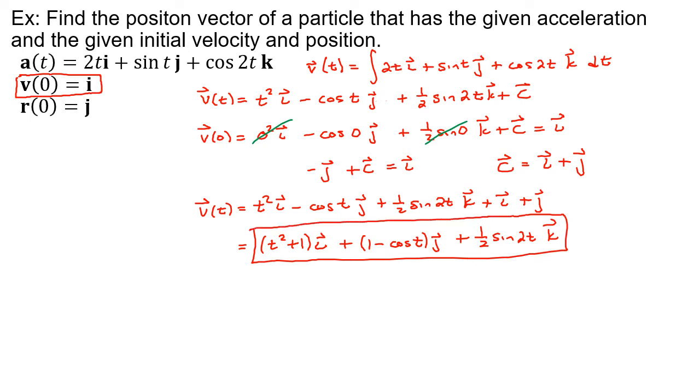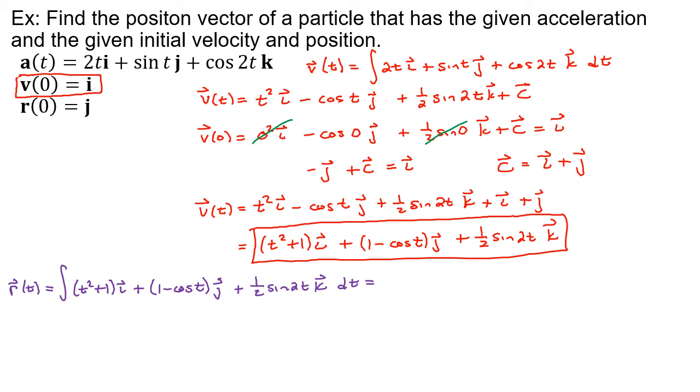And I can do the exact same process, integrating and everything, to come up with the position. So my position function, my r, will be integrating what I just found there, the t squared plus 1 on the i. That's pretty easy to integrate. The 1 minus cosine t on the j. Again, pretty easy to integrate. And the 1/2 sine 2t on the k. That's also fairly easy to integrate.